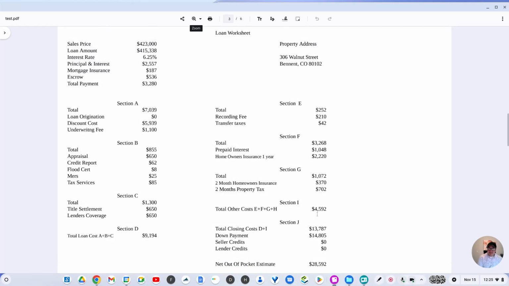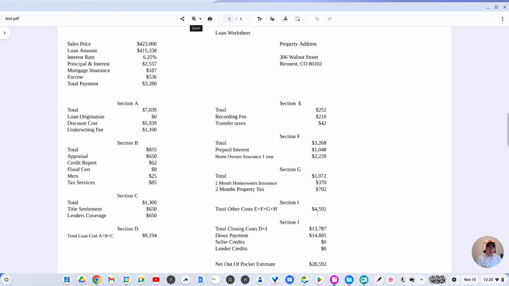So this page is the loan worksheet. We structured this in a way to look like a loan estimate because down the road, we want you to be as familiar as possible with the documents that are going to be used in buying a house. That's why it's put in this structure.